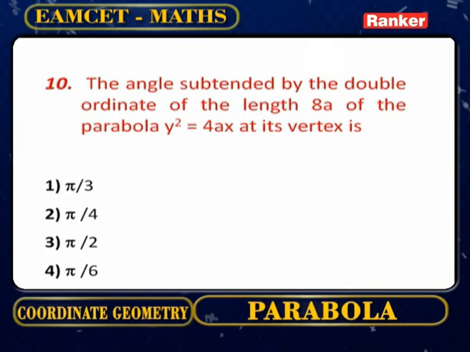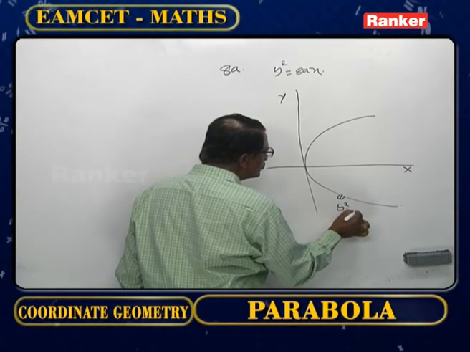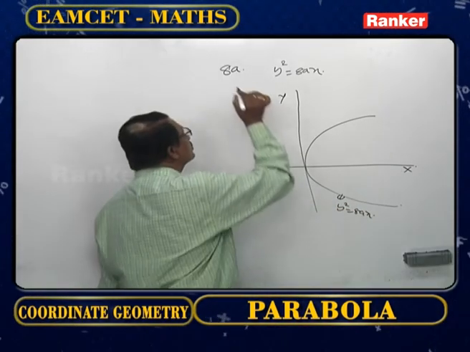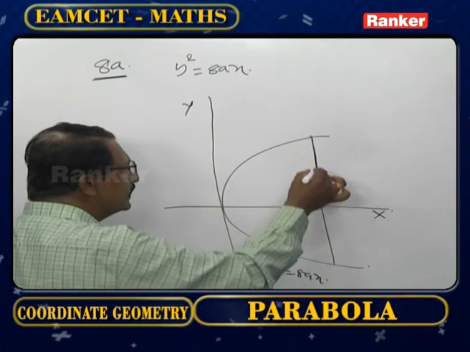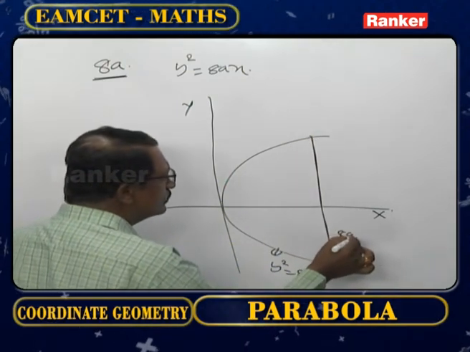The angle subtended by the double ordinate of length 8a of the parabola y square equals 8ax at its vertex. Now x axis, y axis. The parabola equation given is y square equals 8ax, and the length of the double ordinate is given as 8a.